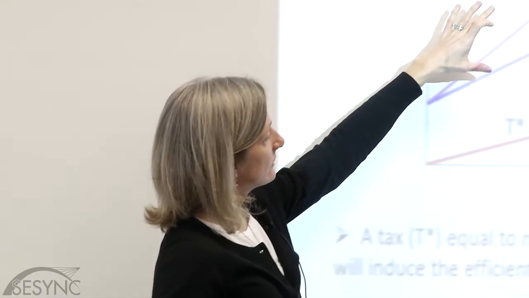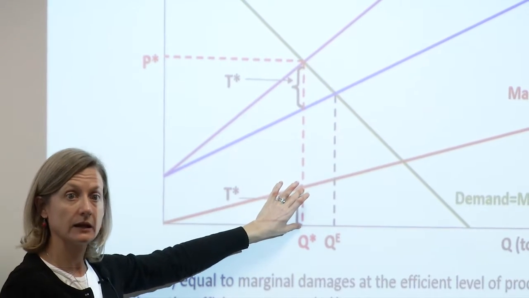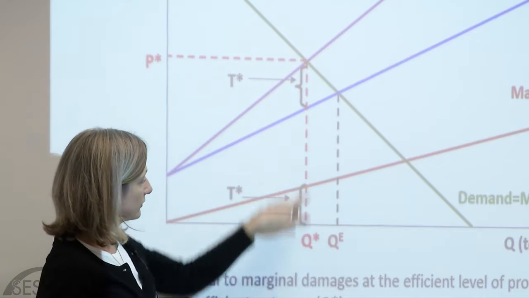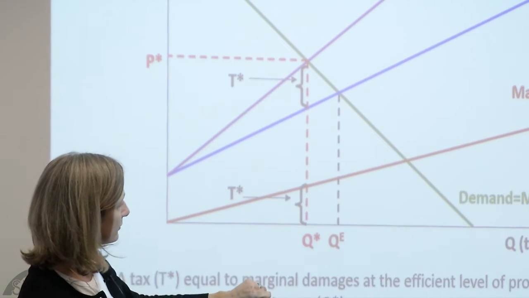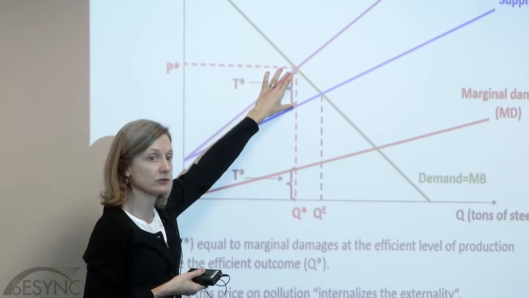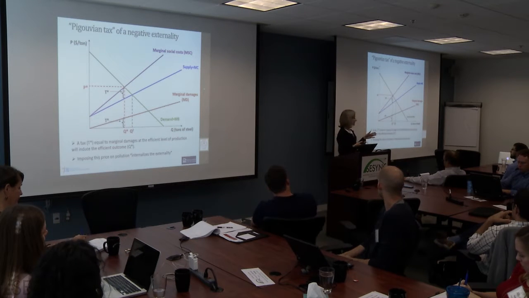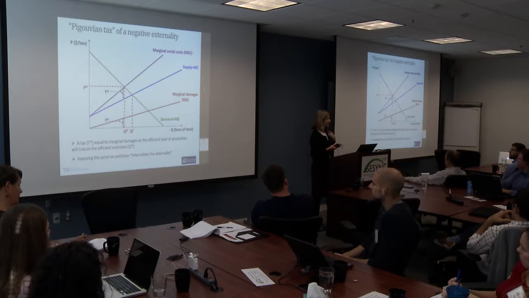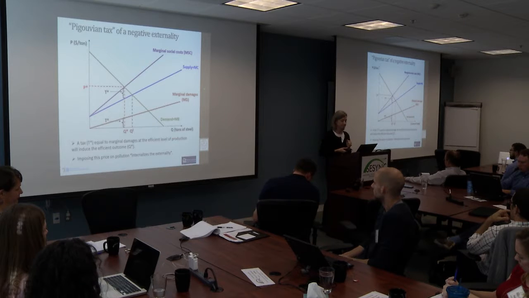Pigou said the right tax is the difference between social costs and private costs, which is exactly the height of this marginal damage function at whatever you think the efficient level of production would be, at this Q star. So I'm showing T star would be the Pigouvian or the efficient tax, the height of the damage curve, which is equivalent to the distance between these other two curves at this efficient level of production. So you impose this price on pollution, you internalize that externality, you get firms to do the right thing, acting in their own best interest in response to this price that you're setting on the damaging good.